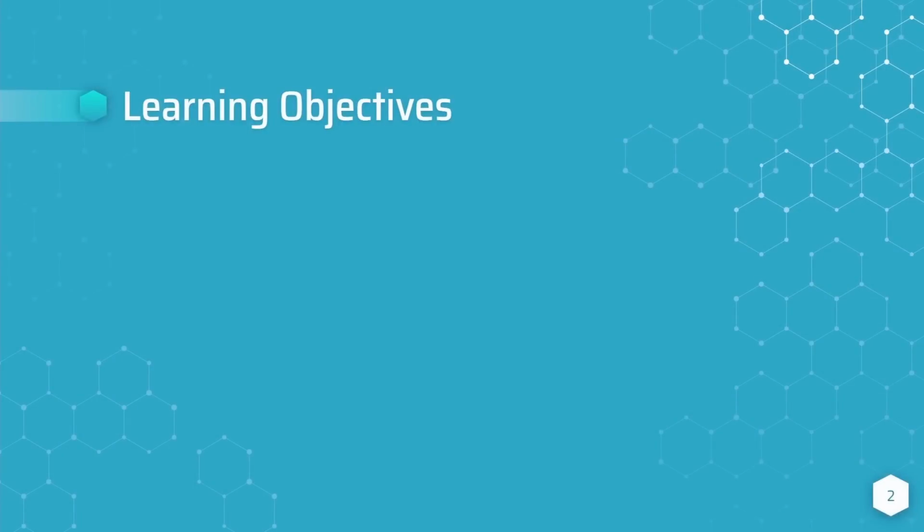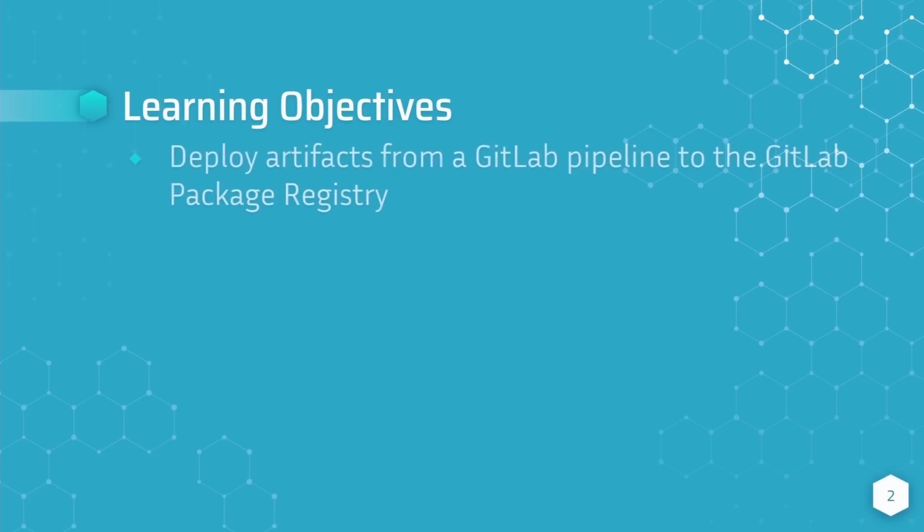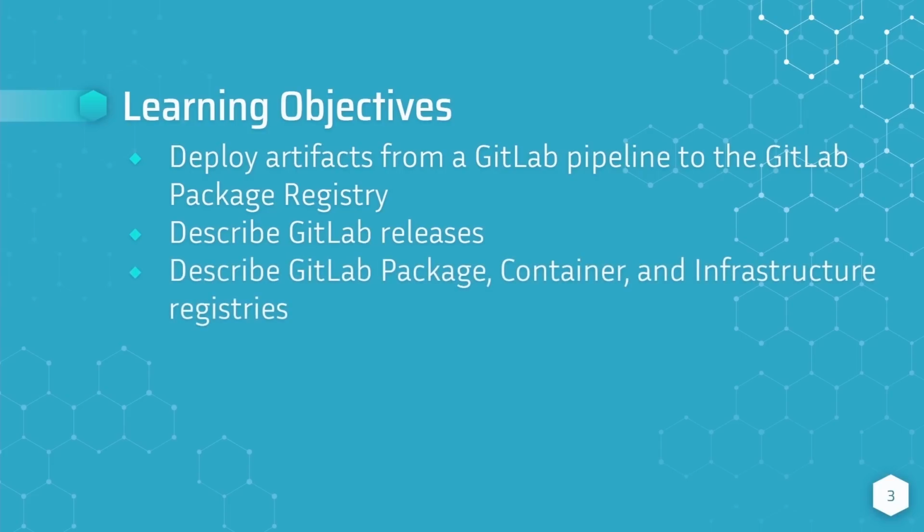Let's review our learning objectives for this module. After completing this module, you should be able to do the following. Deploy artifacts from a GitLab pipeline to the GitLab package registry. Describe GitLab releases. Describe the GitLab package, container, and infrastructure registries.